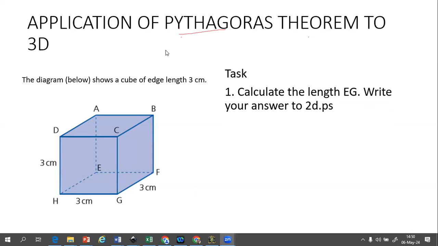Now, as we are continuing, one thing is that whenever you are dealing with three-dimension figures, once they tell you to do something, always demonstrate it on your drawing. Take an example, they're telling us to calculate the length EG. The first thing you do, go to your figure and ask yourself, where is EG? EG means I'm joining point E to G. Do what the question wants you to do.